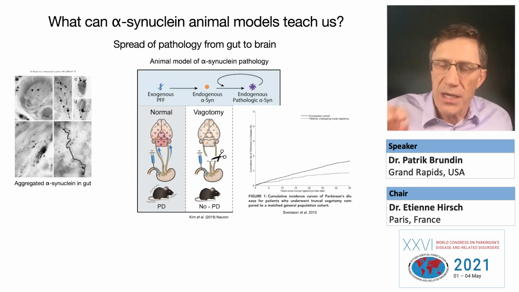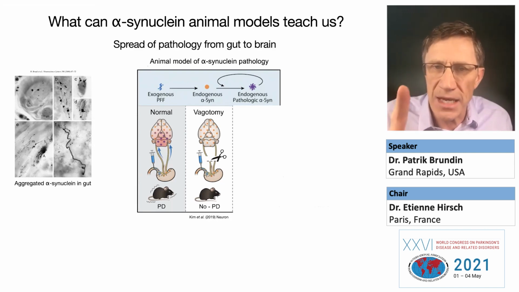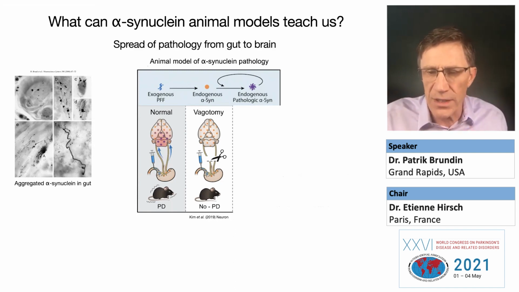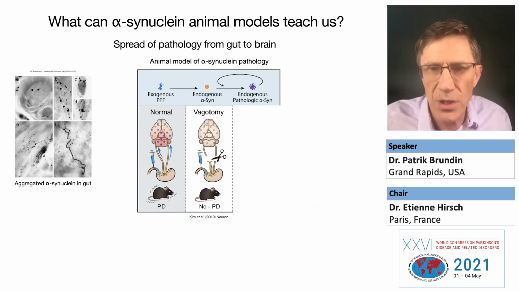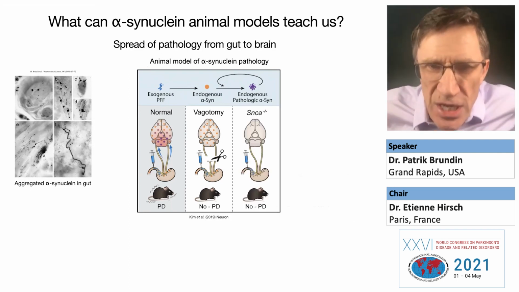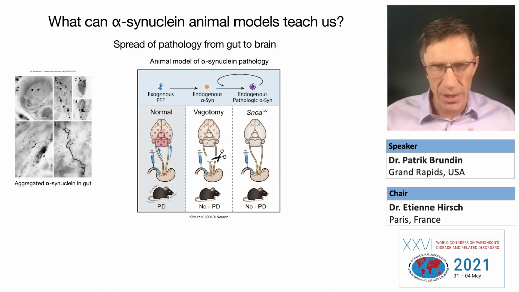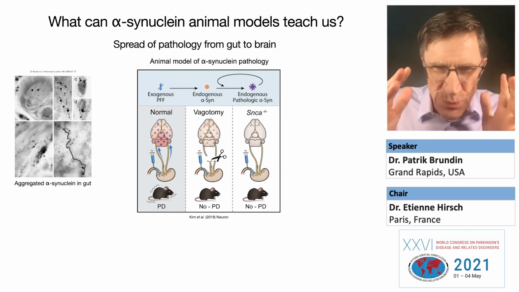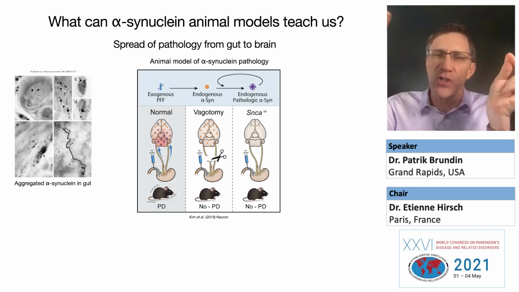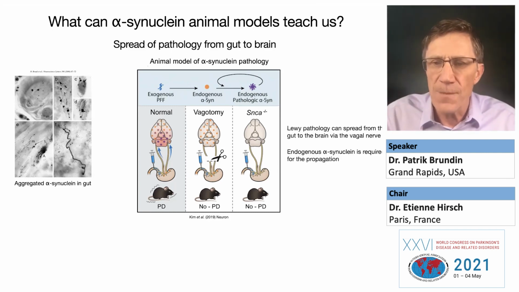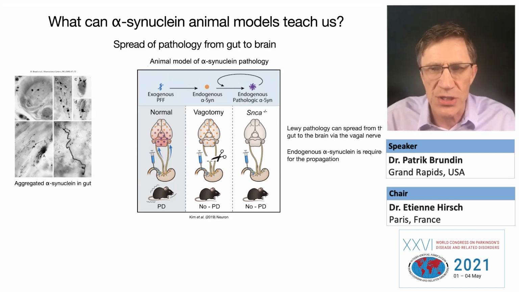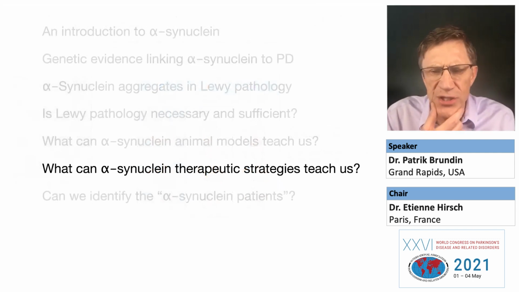And importantly, if you do this experiment in a mouse that lacks alpha-synuclein, in a genetically modified synuclein knockout mouse, there is no pathology. And it just demonstrates very clearly it's not the fibrils that one is injecting that are spreading. It's actually that they're seeding endogenous synuclein that then spreads. So Lewy pathology can spread along the vagal nerve, and animal models have shown us this, and endogenous synuclein is required for this propagation to occur. So what can therapeutic strategies teach us?